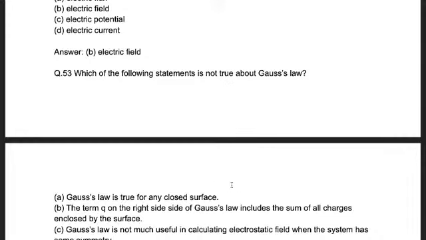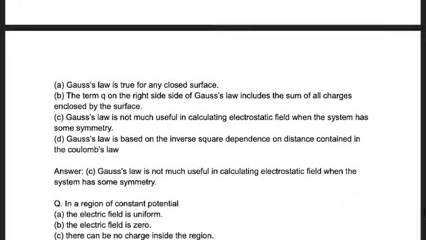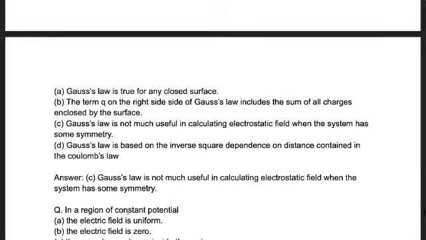Very good. The answer is C. Gauss law is not much useful in calculating electrostatic field when the system has some symmetry. Question number 54. In a region of constant potential, A, the electric field is uniform. B, the electric field is zero. C, there can be no charge inside the region. D, both B and C are correct.